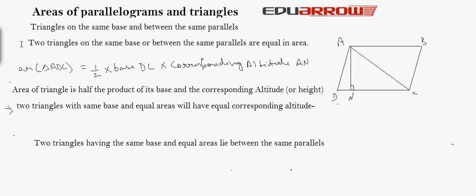Now the converse of this theorem is also true, that is, two triangles having the same base and equal areas lie between the same parallels. For example, if the two triangles with same base AC, that are ADC and ABC, have equal areas, then they lie between the same parallels, that is AB and DC.